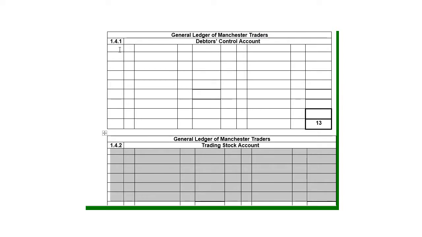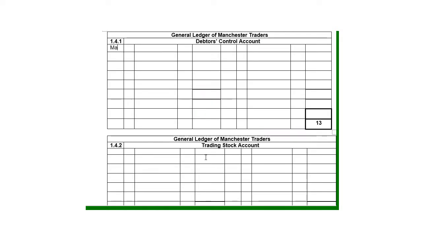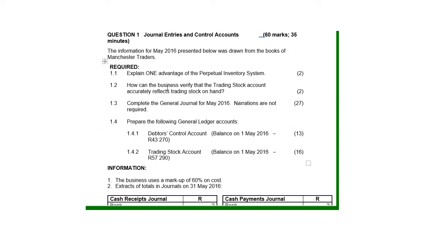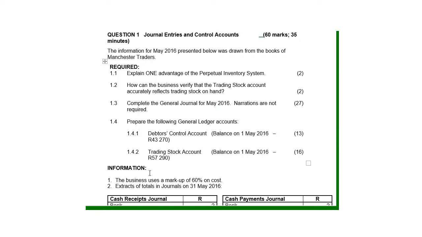So debtors control, the month is, let's just make sure, May. Normally I would also put the year in there. It starts on the 1st of the month, and it is a balance brought down from last month. So brought down, and the amount, go and look at what they gave us, 43270. The next one is trading stock.